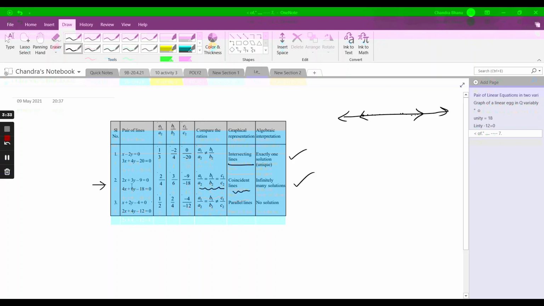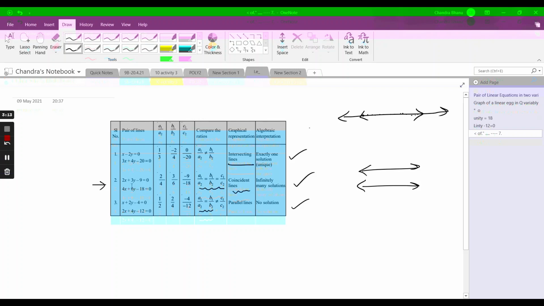So infinite solutions. And the third one, in which the first two ratios were equal and the third one was not equal, they are parallel lines and we have no solution. Why? Because they are never going to intersect each other, they are never going to meet each other, so they will never have a point common in them, so they'll have no solution.